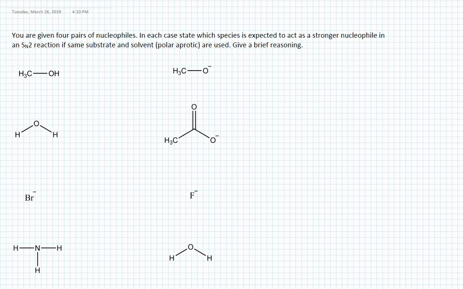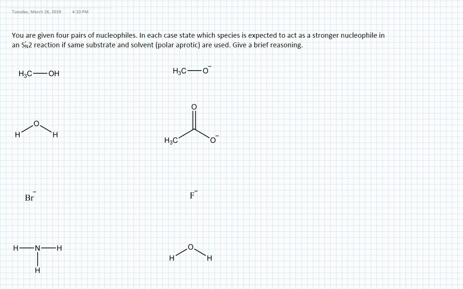Hi, in this tutorial we are going to solve a question related to SN2 reaction. In this question we are going to compare the nucleophilicity, or being a good nucleophile or a bad nucleophile, a better nucleophile or a worse nucleophile.